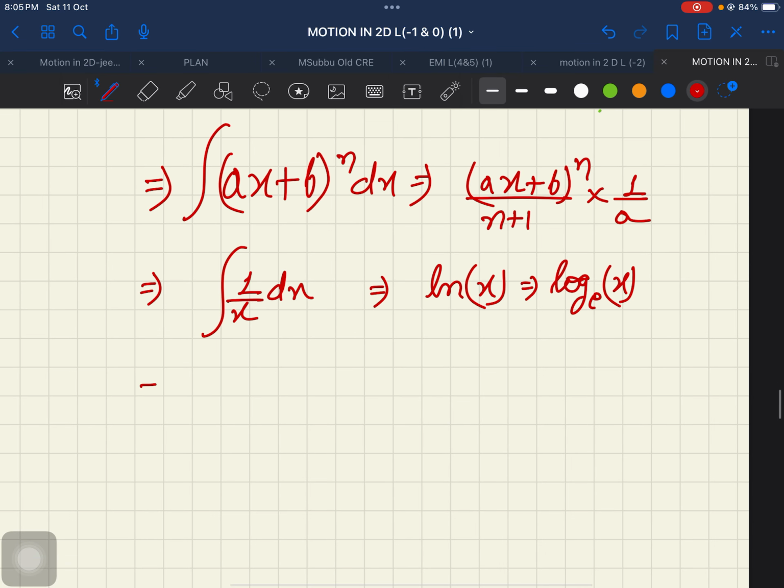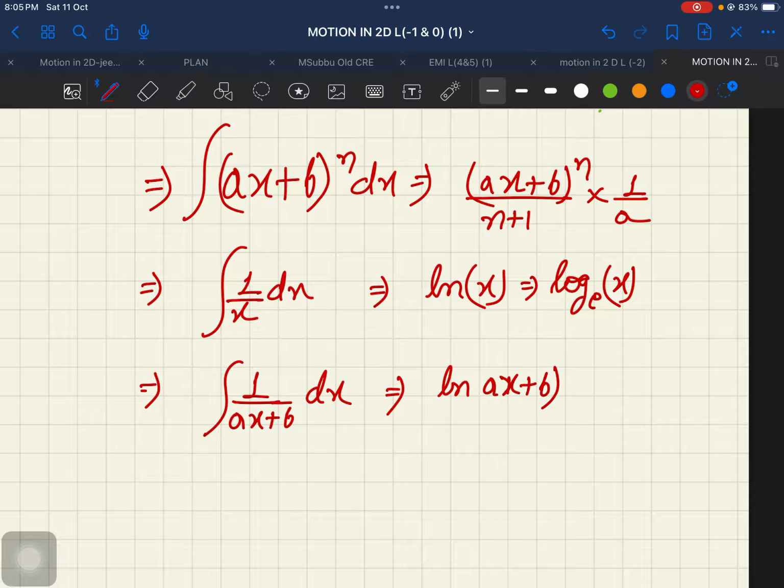This is again one next formula, and the next one is 1 by (ax + b) integration with respect to x. So it is ln(ax + b), plus c, one constant will be there, divided by a. We have to divide with the coefficient of x. Clear? And we have plus c also, right?